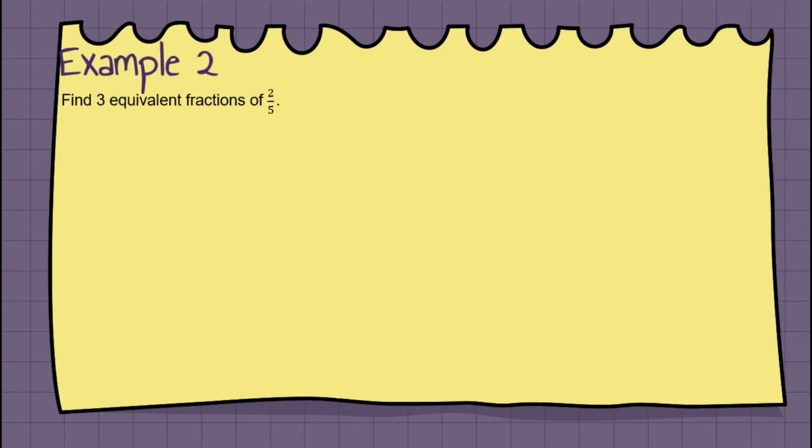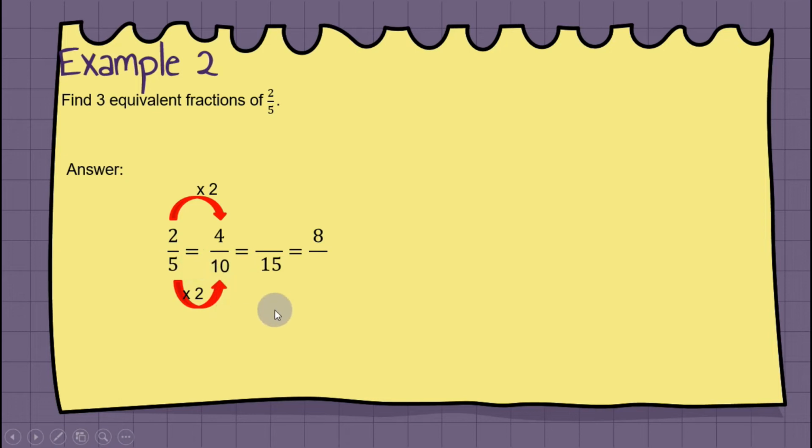Example 2. Find 3 equivalent fractions of 2/5. Answer: 2/5. We are going to find the missing number to complete the fraction. 2 becomes 4, times 2. So denominator times 2 also equals 10. Denominator 5 becomes 15, times 3.